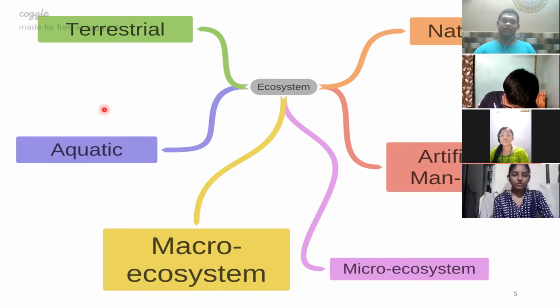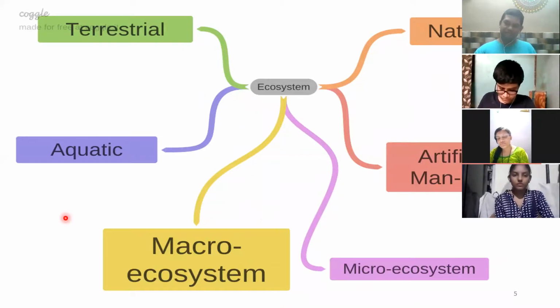Okay, and terrestrial means on the land. So if I say grassland, it is terrestrial as well as a macro ecosystem and a natural ecosystem. So any given ecosystem you can classify into 3 different types like this. You understood this? Did you understand it well?